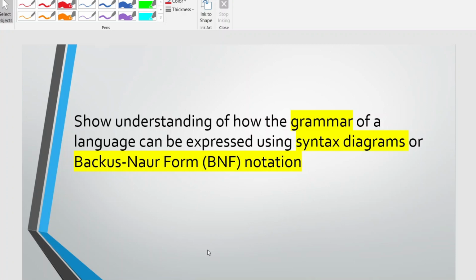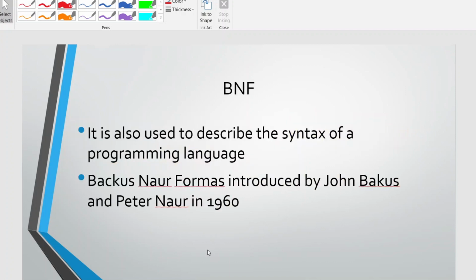Every programming language is written by using some syntax or standard rules or procedure. We can say that these standard rules or syntax make the grammar of a language. Now this grammar can be expressed by two methods, either by using the syntax diagram or by using the BNF notation. So first we will study what a BNF notation is.